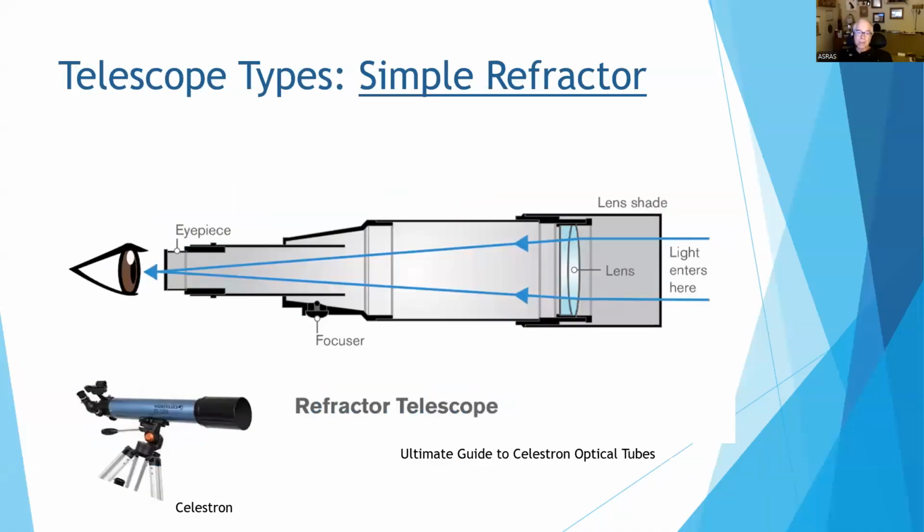Telescope types: simple refractors, meaning that there's only the original refractor lens here without any additional intervening lenses. Light enters from here, goes through a lens where it's refracted. This is a converging lens, and it converges to a focal point at the eyepiece, and the eyepiece takes it out to the eye. There's an example of a refractor from Celestron. Compound refractors do things differently, but the simplest refractor is this one lens and the eyepiece.